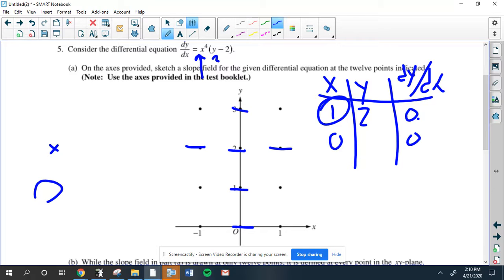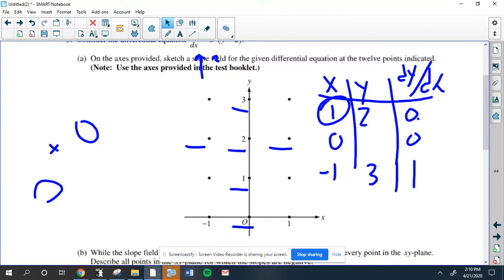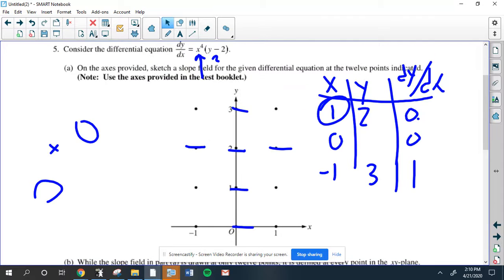Let's just do -1 comma 3. So when x is -1 and y is 3, according to this, you will get 1 times 3 minus 2, which is 1. You get a slope of 1. So you need to draw a positive 45-degree slope. And then the rest of them are done just like that. That's pretty easy.